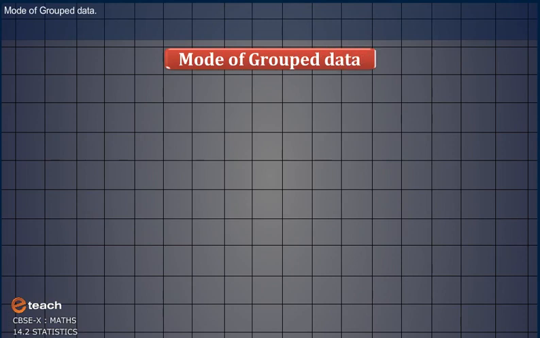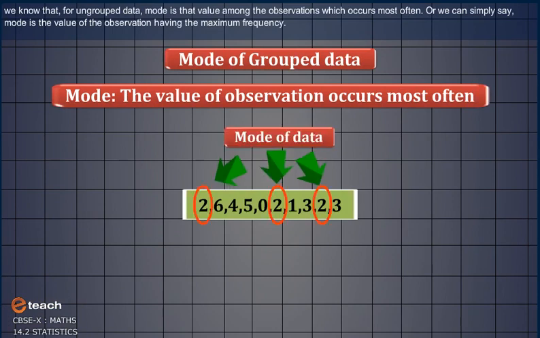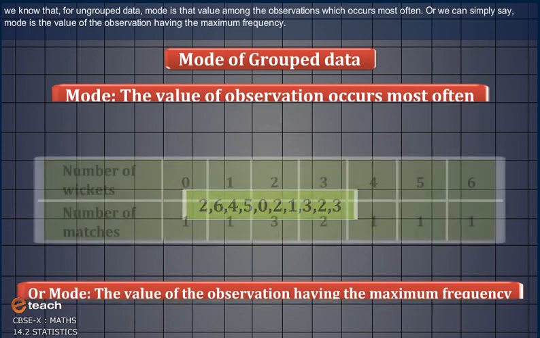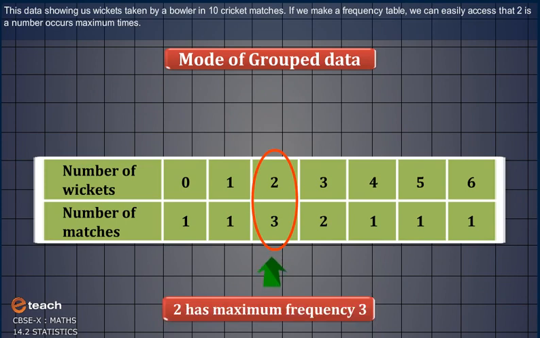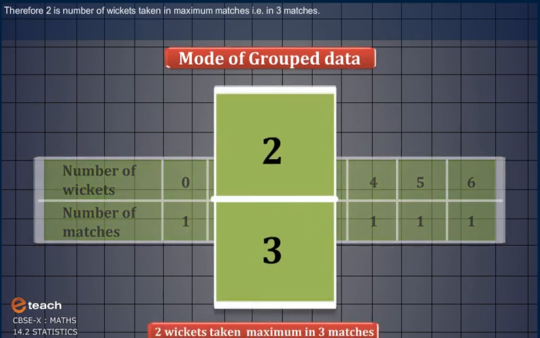Mode of group data. We know that for ungrouped data, mode is that value among the observations which occurs most often. Or we can simply say mode is the value of the observation having the maximum frequency. This data shows wickets taken by a bowler in 10 cricket matches. If we make a frequency table, we can easily see that 2 is the number that occurs the maximum times. Therefore, 2 is the number of wickets taken in the maximum matches, that is, in 3 matches.